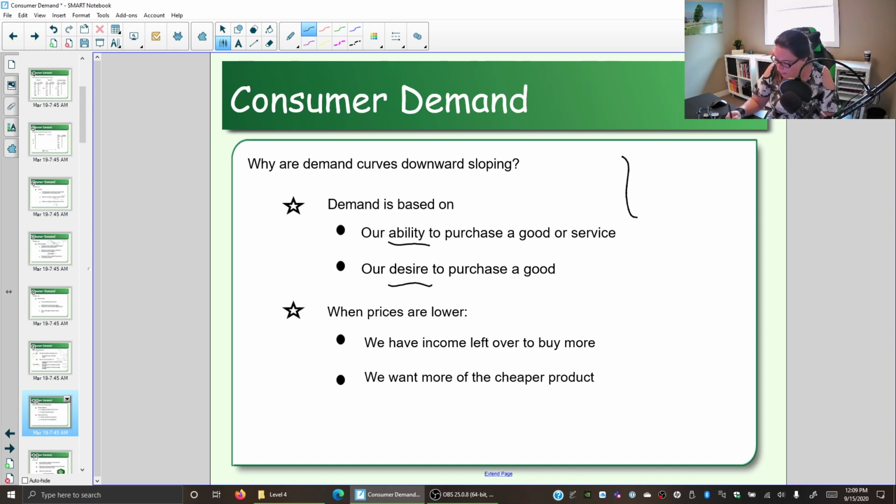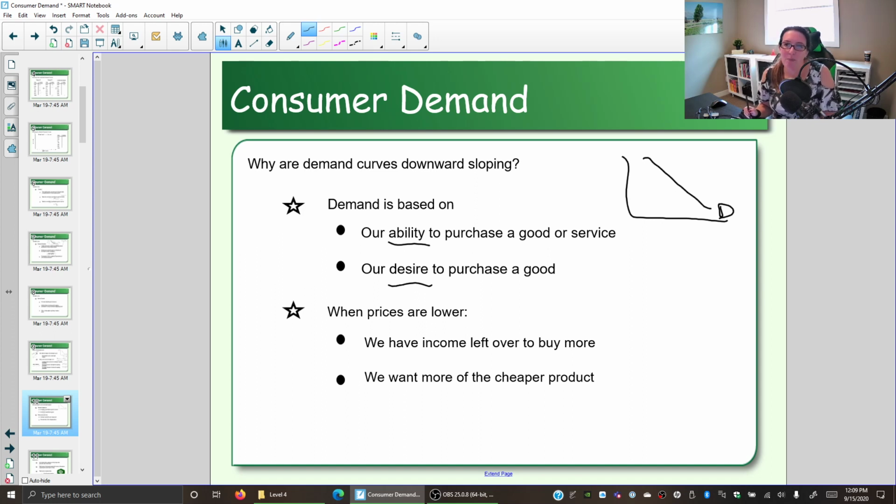So we said in our previous videos that the demand curve is downward sloping. And we said it was downward sloping for two reasons, the income effect and the substitution effect. So we want to dive into the income effect and substitution effect. But in general, the idea is that when prices go down, if we buy the same number of goods that we did before, we'll have income left over. So we can afford more. Okay, so we've changed our ability to purchase the good or service.